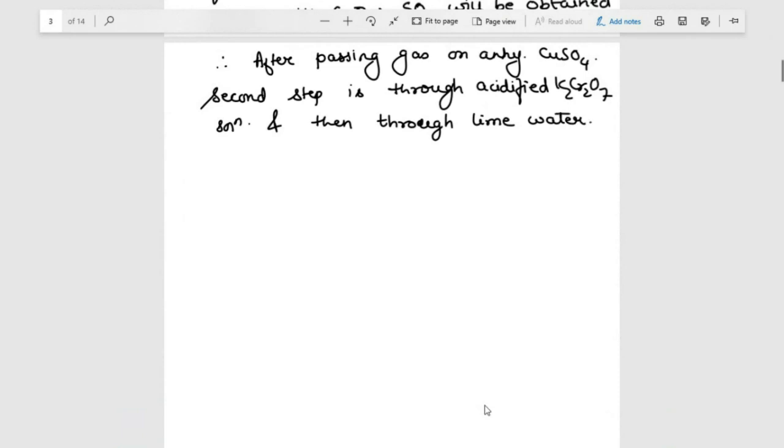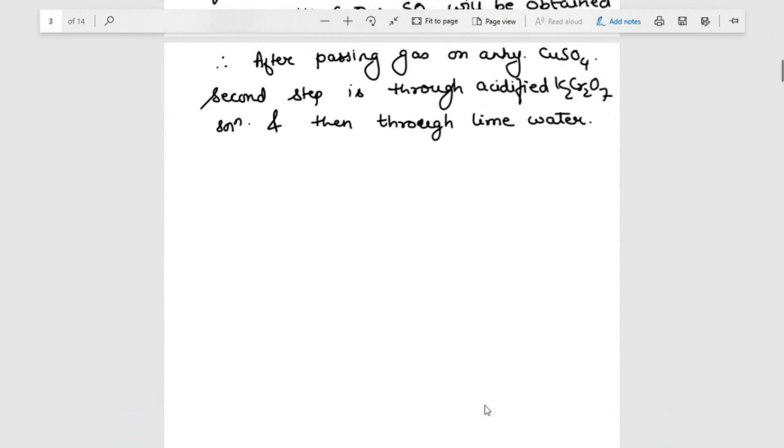Okay, so the sequence then should be first anhydrous copper sulfate, then acidified dichromate, and then lime water. I hope it is absolutely clear. If it has phosphorus and all, then we'll think in coming steps how to confirm their presence. So this is our first portion, that is how to confirm whether the compound has carbon and hydrogen or not. That is our first stage.